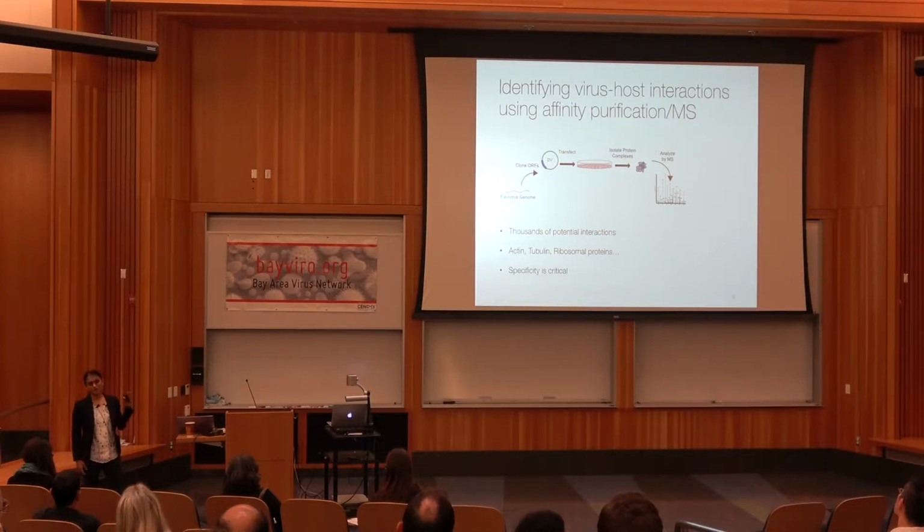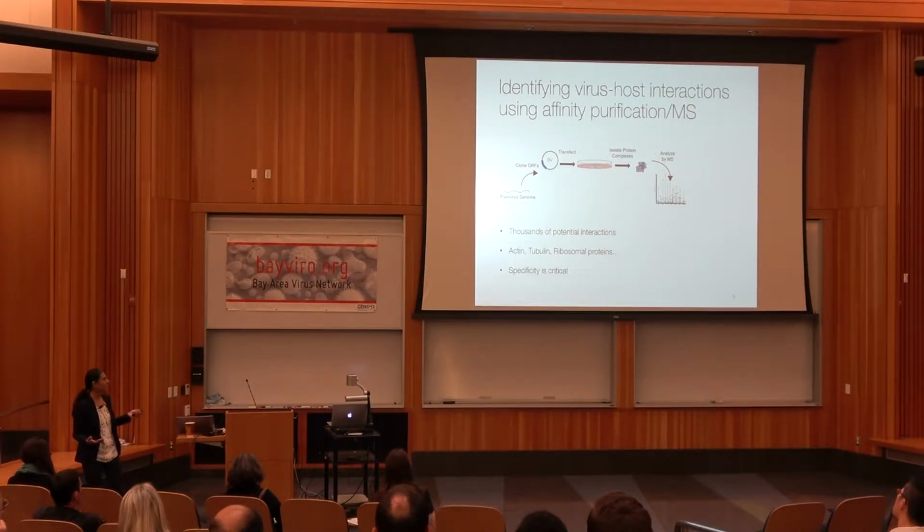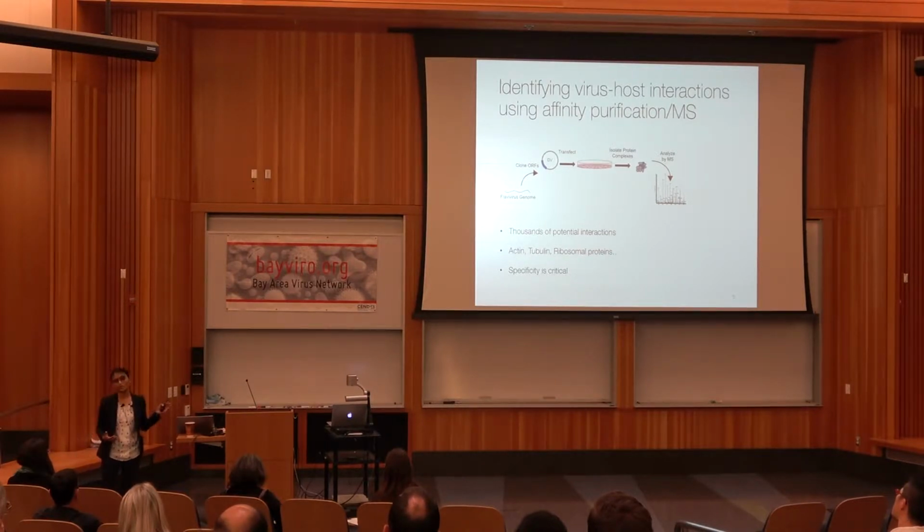And at the very top of your raw mass spec data that comes back from the core facility are your usual promiscuous, less interesting and highly abundant proteins like actin, tubulin, and ribosomal proteins. So very important for cell biology, but maybe not relevant for virus replication and pathogenesis. And so we need a way of sifting through all that data.